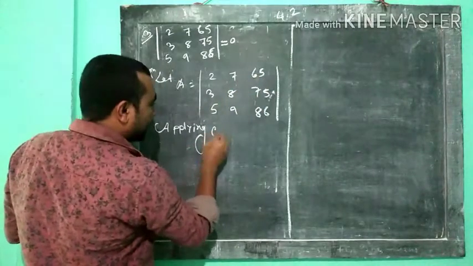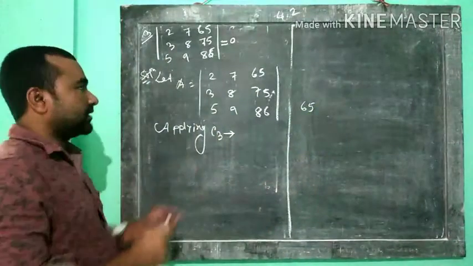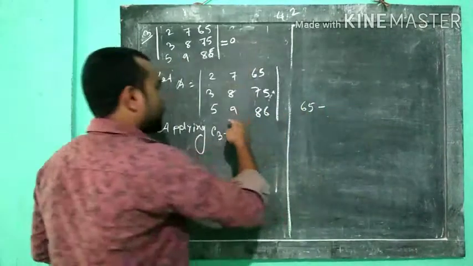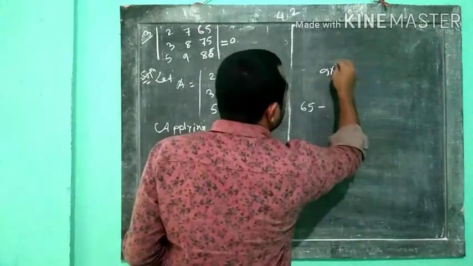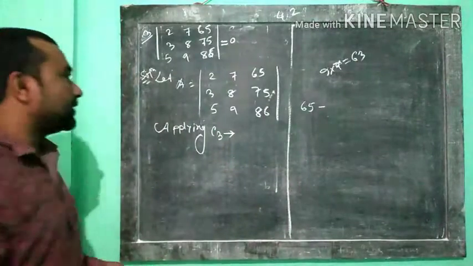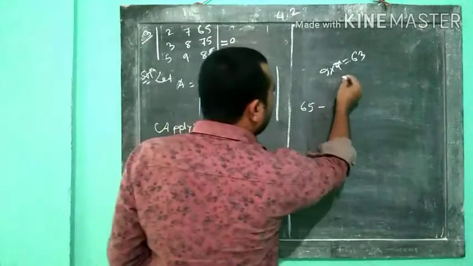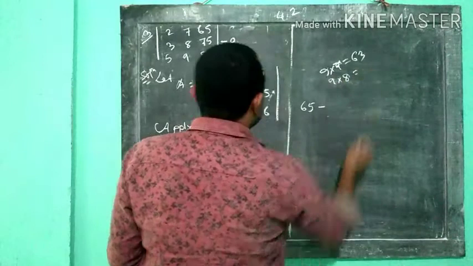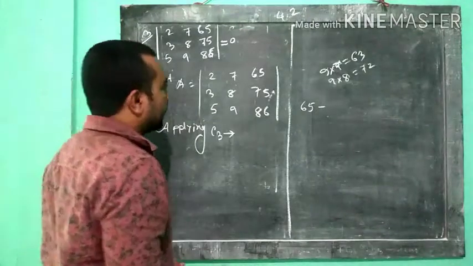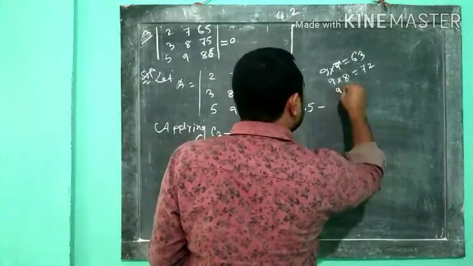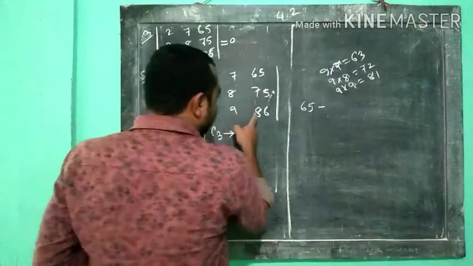This is C3, which is 65. If we subtract 7 into what? 7 into 9 equal to 63. Again 9 into 8, 9 into 8 equal to 72, and 9 into 9 equal to 81.